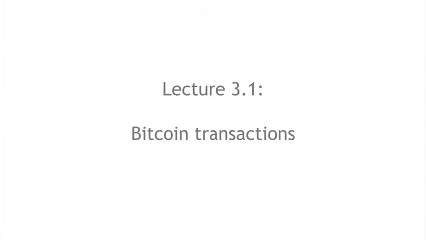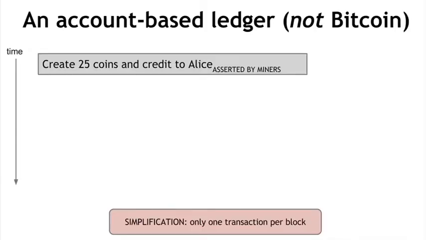All right, so we'll start by looking at transactions in Bitcoin. Transactions are really the fundamental building block which the whole currency is going to be based on. So remember, we have this ledger. The ledger is append only, so as time goes on we just add more and more units to it. We're going to take a simplified model here where instead of having blocks we just have individual transactions being added to the ledger one at a time.